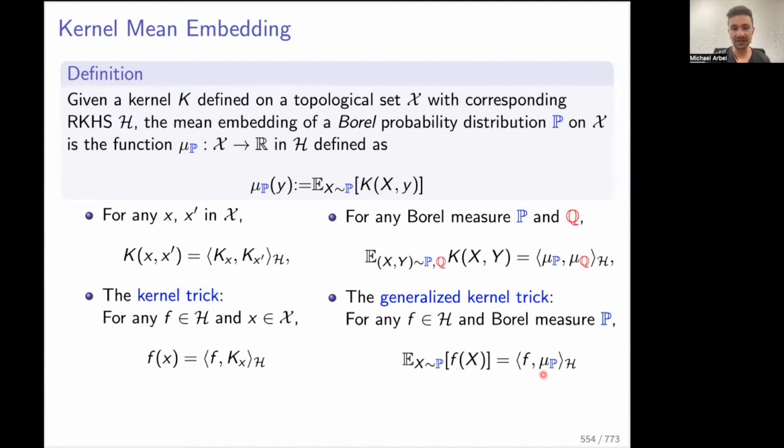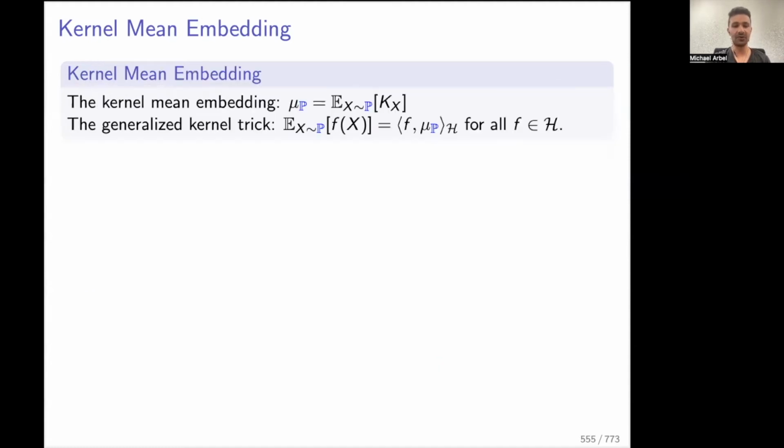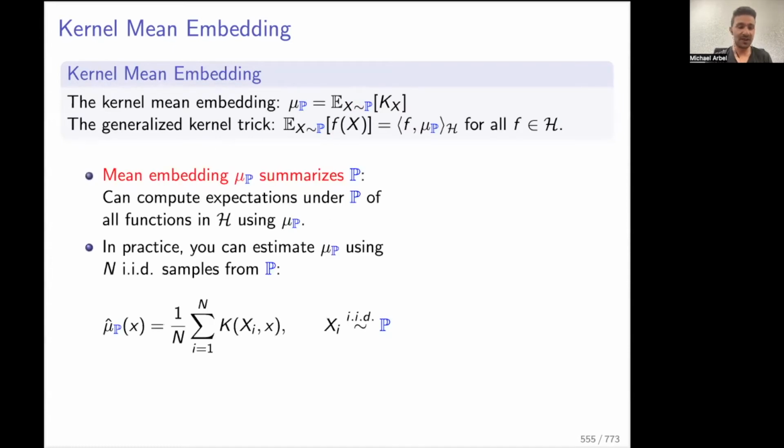So this is a nice property of the mean embedding because it just allows us to extend the kernel trick. Just to summarize, the kernel mean embedding is the one that is obtained by taking the expectation of the feature map under a distribution P, and it generalizes the kernel trick. You can think of it as a summary of the distribution P, and it allows us to compute expectations under P for any function that belongs to the RKHS.